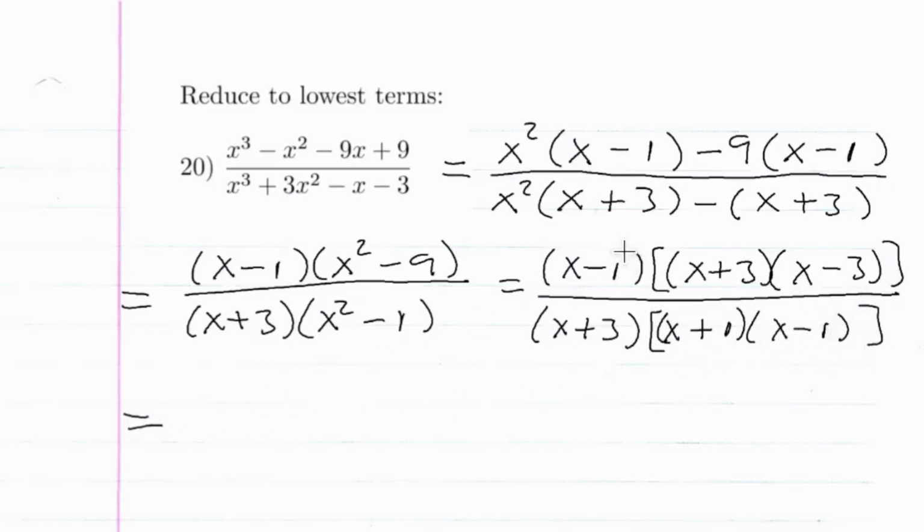All right. So now I have a common factor of x plus 3 in both the numerator and the denominator. And I also have a common factor of x minus 1 in the numerator and the denominator. So I'm left with x minus 3 over x plus 1. And that is this expression completely reduced.